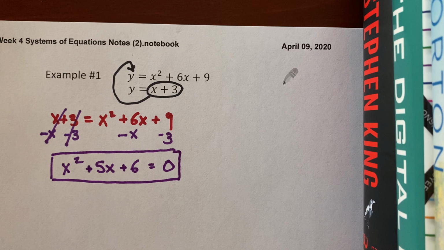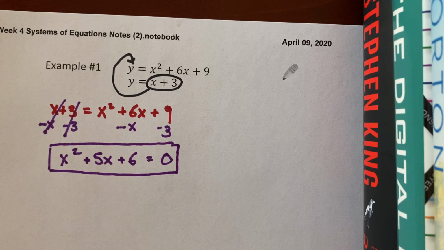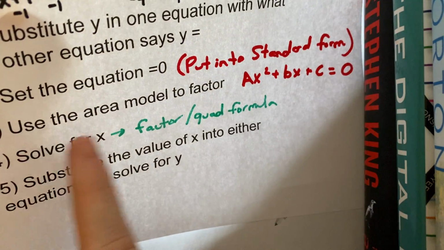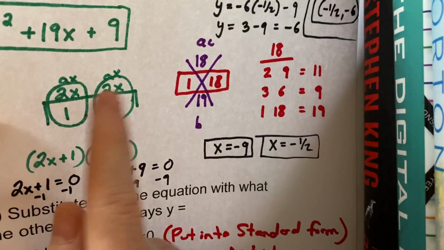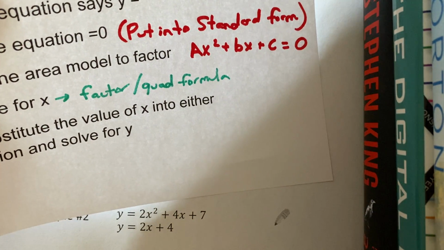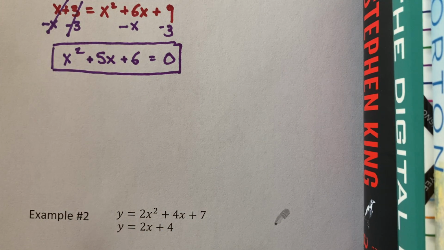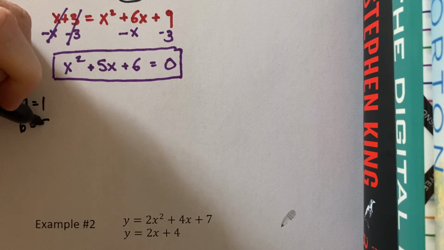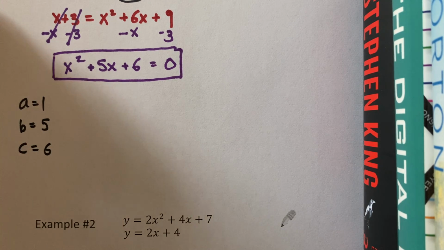This one is factorable. It is. But I'm going to show you how to use the quadratic formula to help you solve for x. Right now, in my example, it does say use the area model to factor. We actually used a different method that we taught you guys in class. But I'm going to show you guys how to use the quadratic formula. You can do either method, whatever method works best. Since we just got done doing the quadratic formula, I'm guessing this is hopefully a little bit more fresh in your minds. So we get A equals 1, B equals 5, and C equals 6.